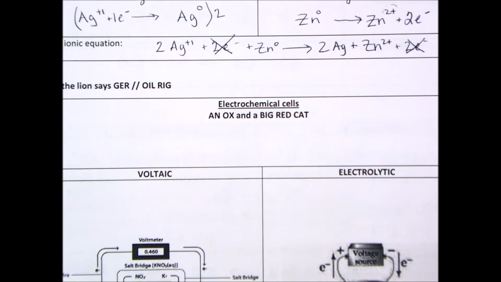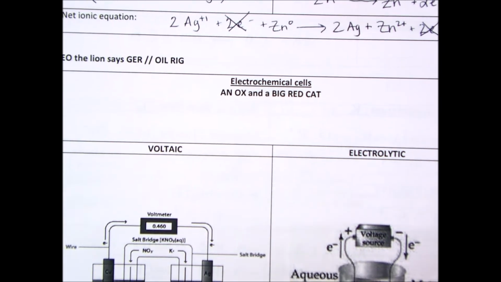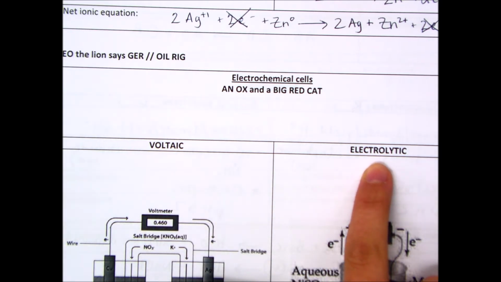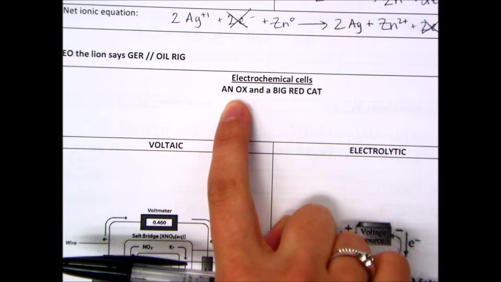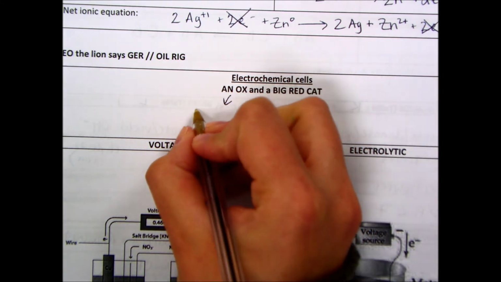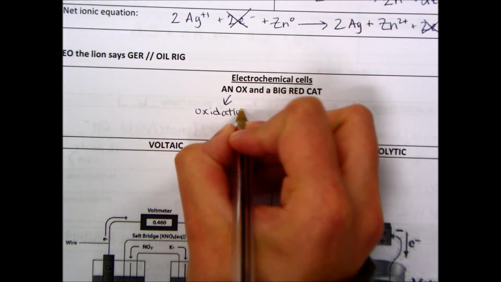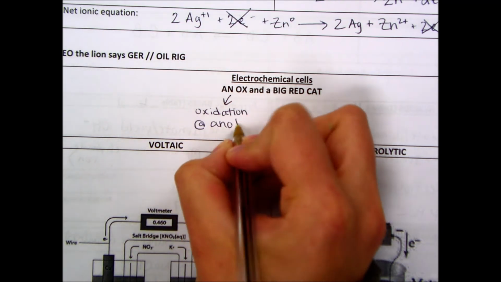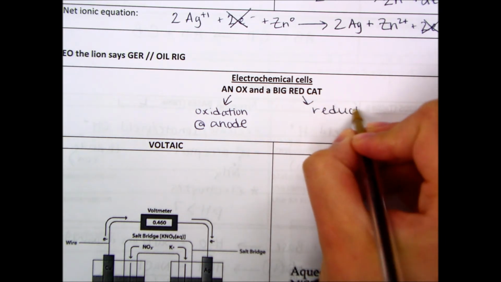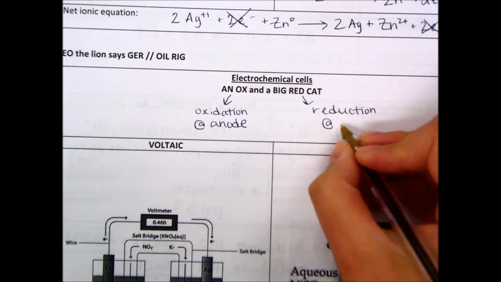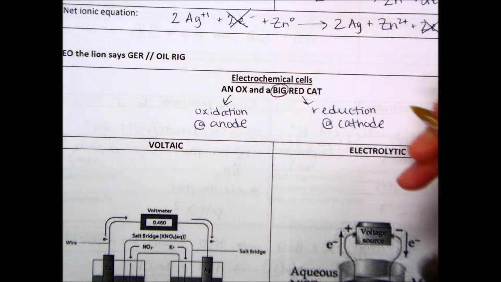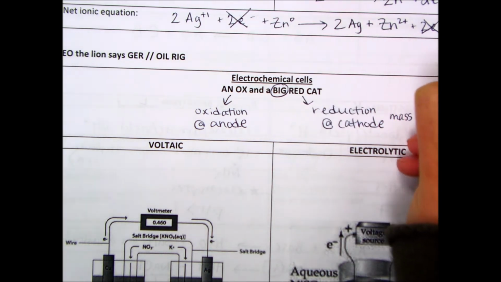Electrochemical cells are an application of redox reactions. And there's 2 types of electrochemical cells. There's voltaic and electrolytic. In both cases, we can use this phrase to help remember what's going on. An ox and a big red cat. AN OX, what does that mean? It means oxidation happens at the anode. Big red cat means reduction happens at the other electrode, which is called the cathode. Alright, and it's big because, as you're going to see in our example, the mass of the cathode increases.